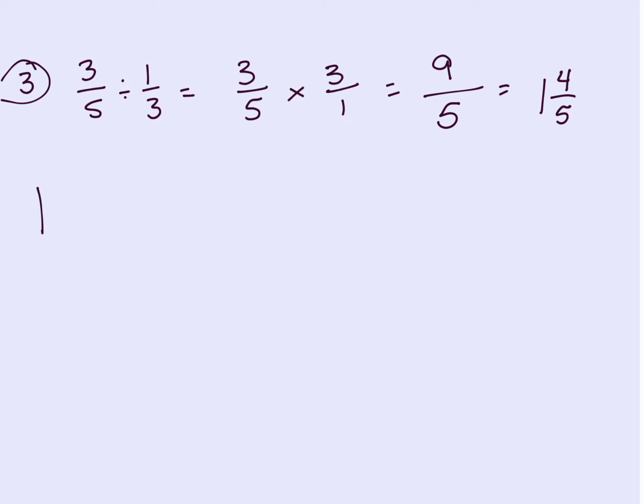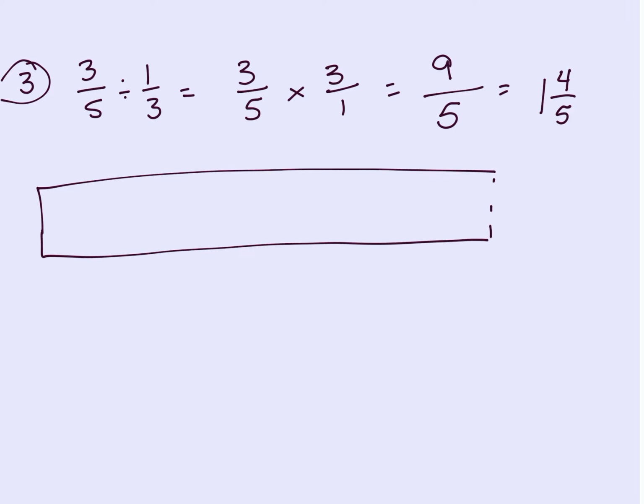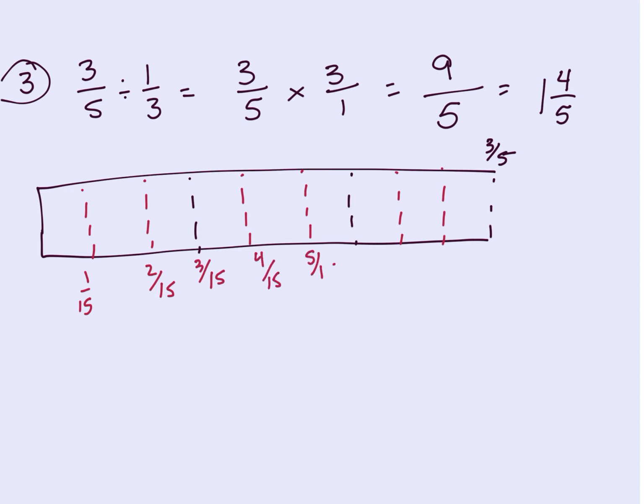Using a diagram, we can draw 3 out of 5. But then we want to break it up into thirds. So if we split each section into 3 parts, we now have 15ths. So this would be 1/15, 2/15, 3/15, 4/15, 5/15, which is also 1/3.